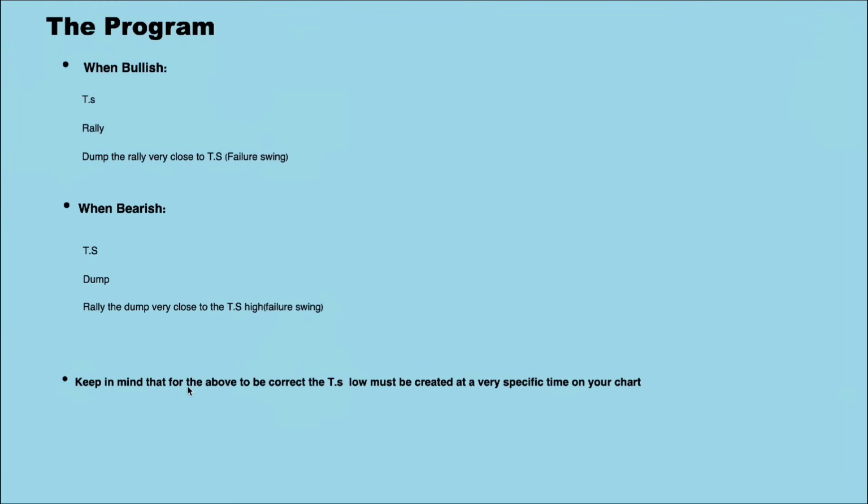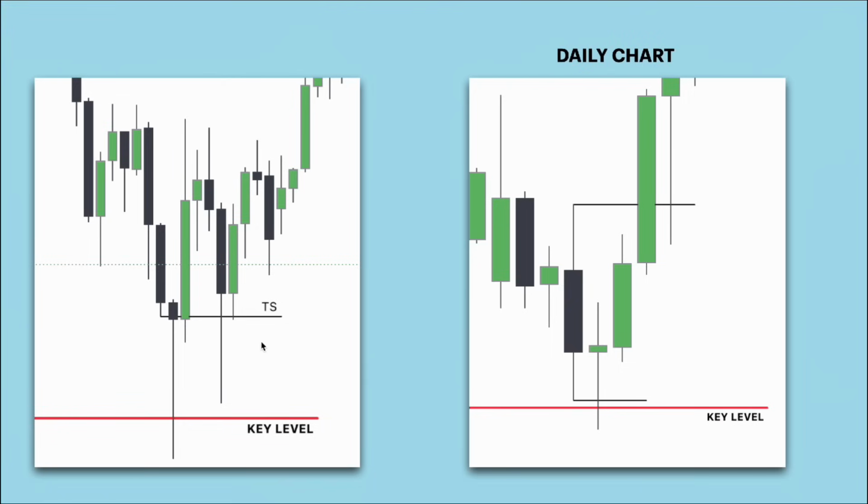Keep in mind that for this pattern to be correct, the turtle soup low must be created at a very specific time on your chart. This is not random. Let's look at these examples. Right here, we have a turtle soup where a key level is hit. Then there's a rally followed by a drop close to the swing low that was created with the turtle soup. This scares more people out, leading to higher distribution.